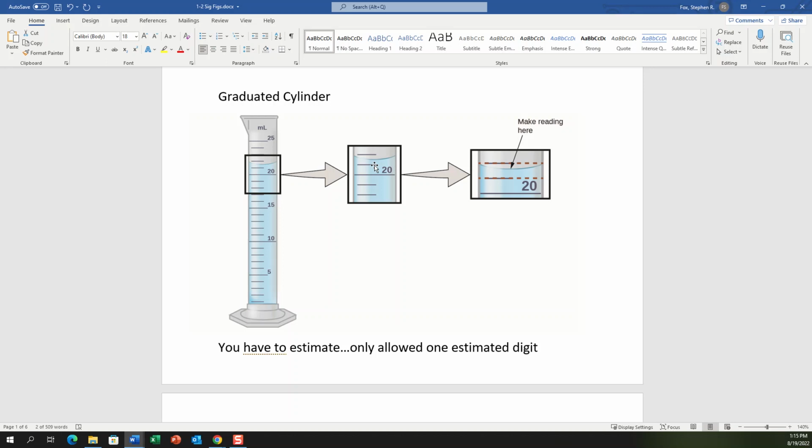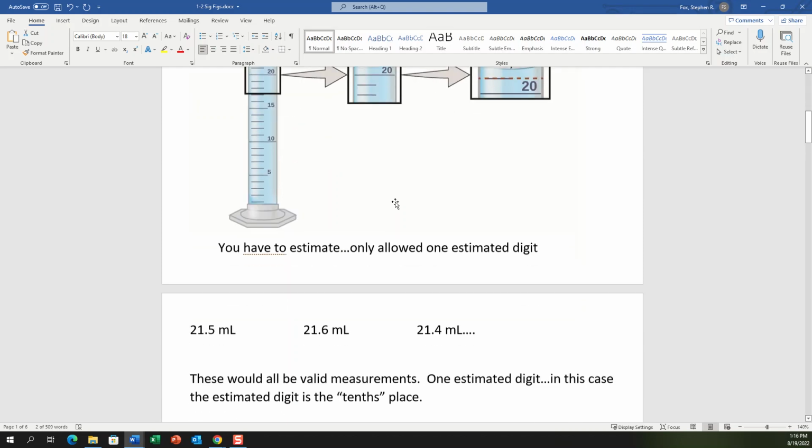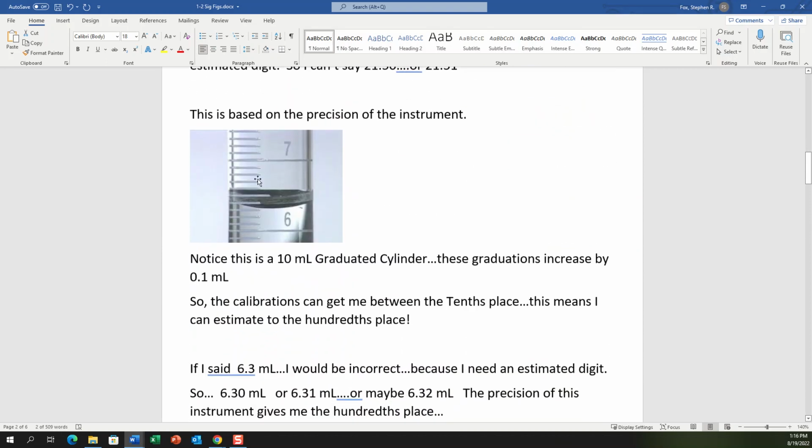So just saying 21, if the meniscus was right on the money, right on that line, I could say 21, but I'd have to report it as 21.0. If you just wrote 21 milliliters, you're shortchanging yourself based on the precision of the instrument. You're allowed 21.0, but you just said 21. And that's going to be a big difference when we talk about significant figures here in a second. But let's just do some more practice.